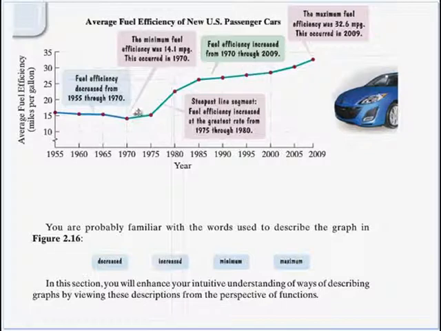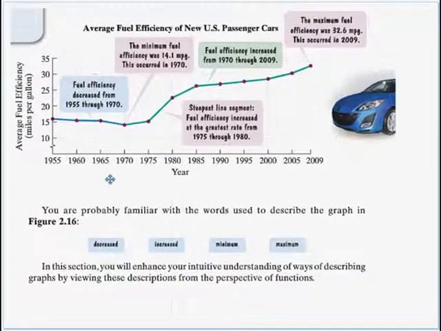And let's see, we got a graph here. It says you're probably familiar with words used to describe the graph in the figure above. Decrease, of course, would be where the graph is going downhill. And it looks like right here in this blue part, fuel efficiency decreased. Increase on the graph, of course, means it would be going uphill. And it looks like this entire part here, the green part, the graph's going uphill the whole way.